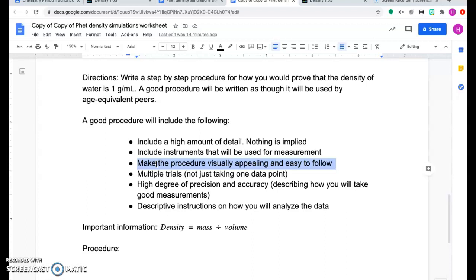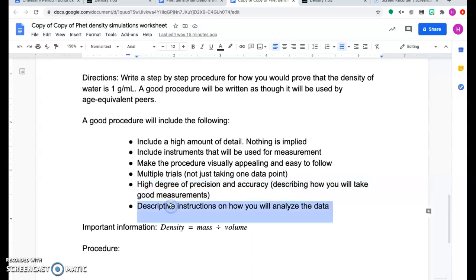Okay, so you don't want to include a bunch of spelling errors or any run-on sentences. You want to include multiple trials, so you don't want to just be taking one data point because that's not going to provide sufficient evidence to support your purpose. You want to include a high degree of precision and accuracy, so you want to describe how you're going to take good measurements. And you want to include units.